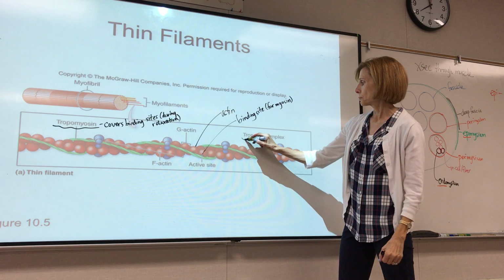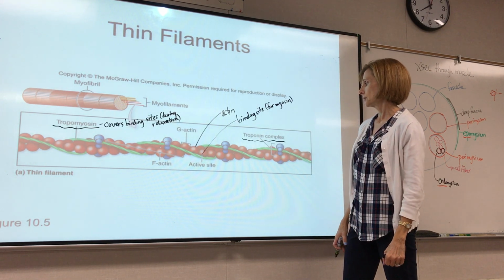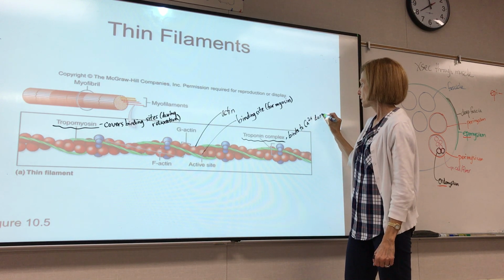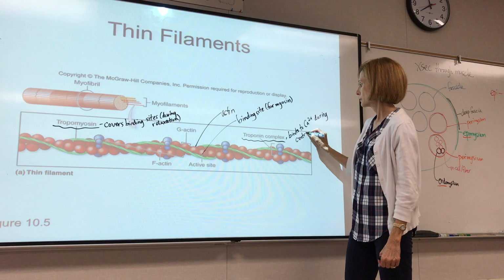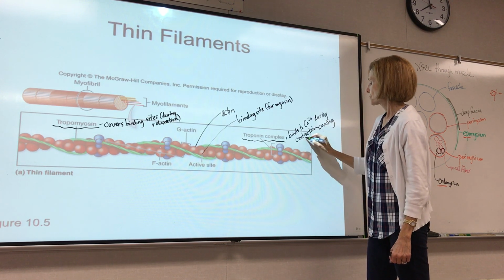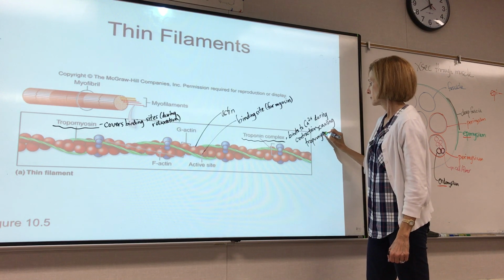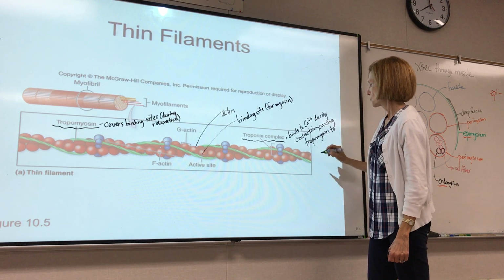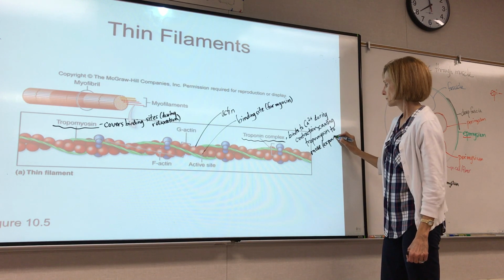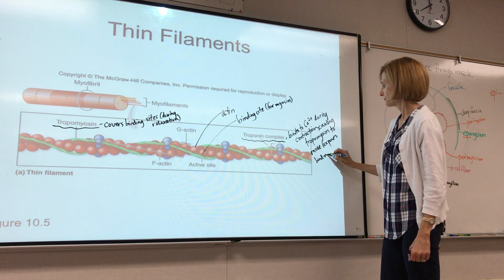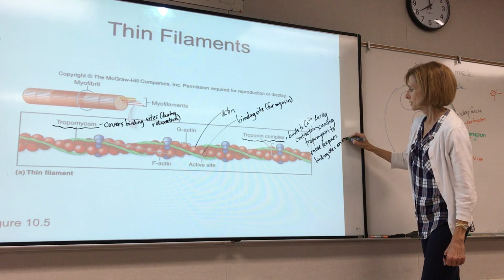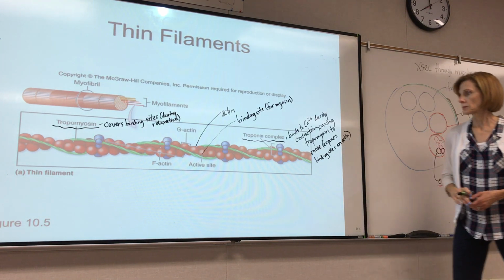So the troponin complex, as it is called, binds to calcium during contraction, causing tropomyosin to move, and this exposes the binding sites on the actin molecules.